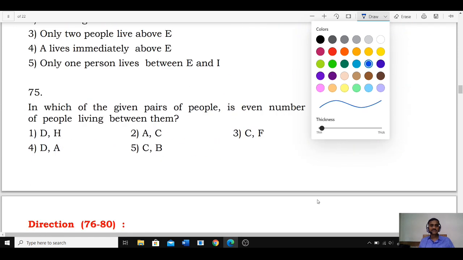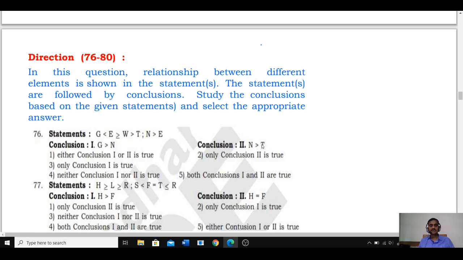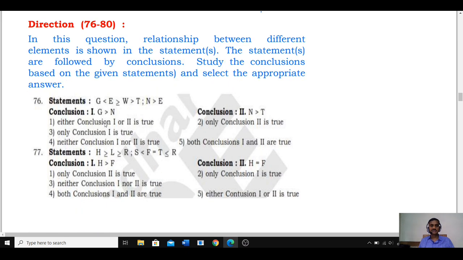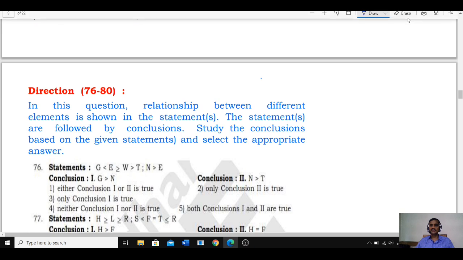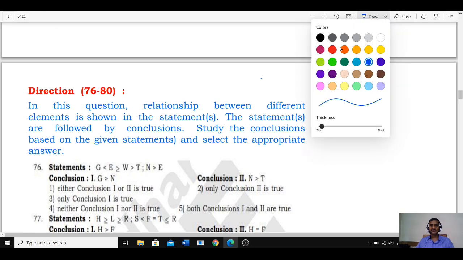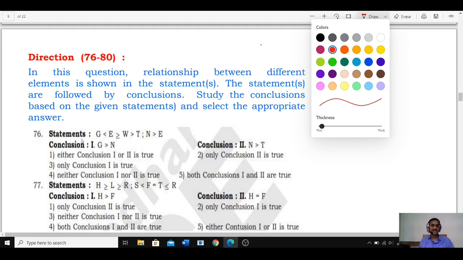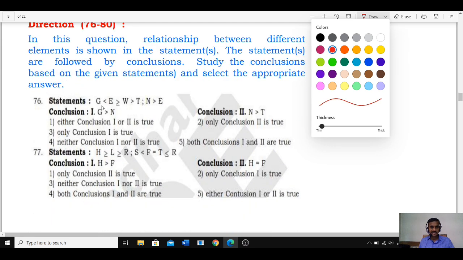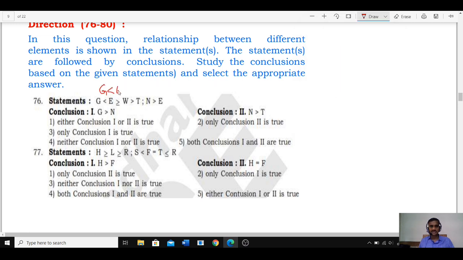Question numbers 76 to 80. Now in this 76 to 80 they are based on coded inequalities. The relation between G and N. Tell me how to represent this one. G is here, N is here. Between G and N, which element is common? E is common. Hence G lesser than E. N greater than E means E lesser than N. Hence G lesser than E lesser than N, G lesser than N is true. But G greater than N is false.